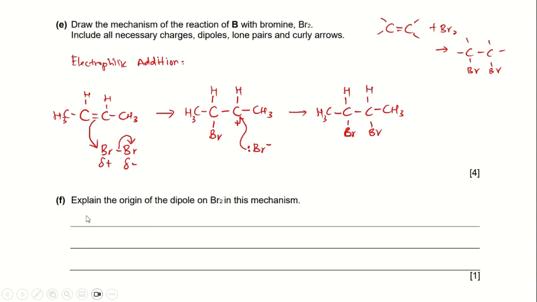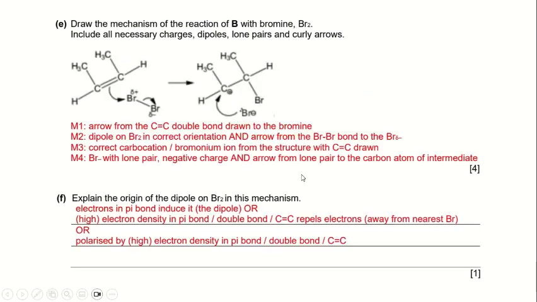Now you see part F, you are asked to explain the origin of the dipole in Br2 in this mechanism. Because Br2 should be a non-polar molecule, its dipole was induced by the pi electrons in this alkene molecule. Now let's go and look at the answer scheme. So for drawing of the mechanism, there are 4 marks. First mark goes to arrow from the C double bond to the partial positive bromine, this arrow. Second mark goes to the dipole on the bromine. Correct orientation means the partial positive bromine should be closer to the double bond.